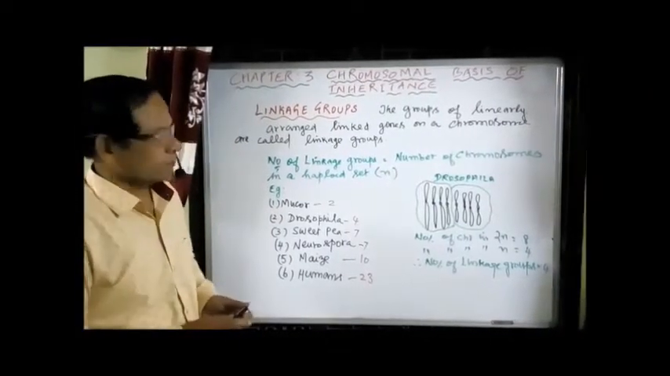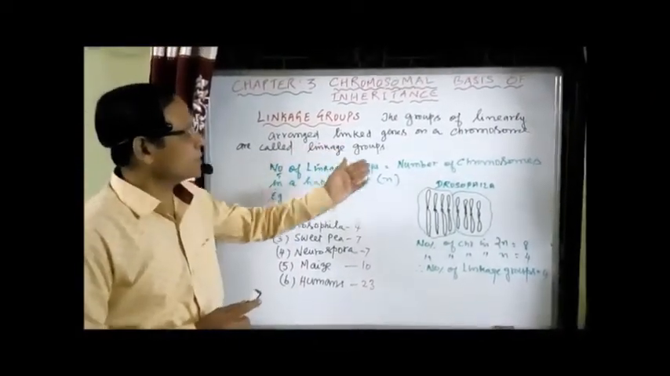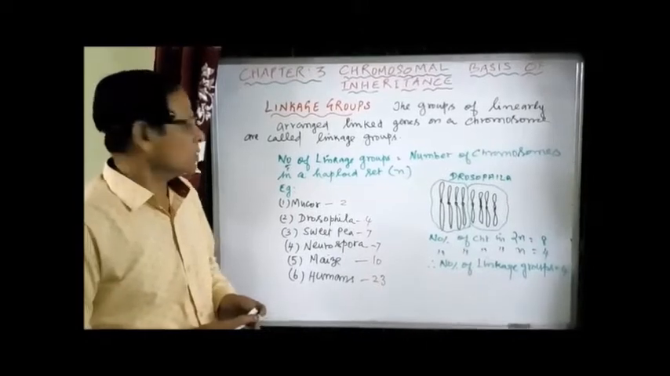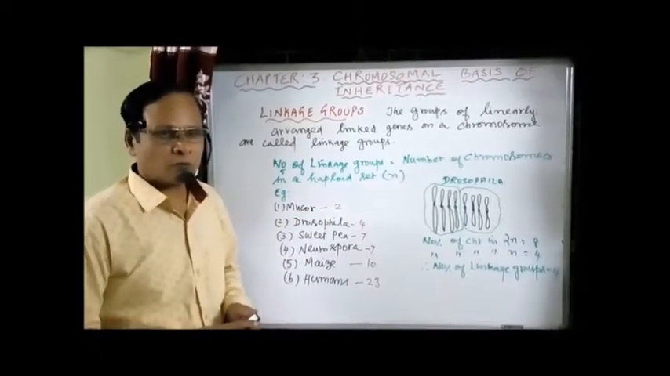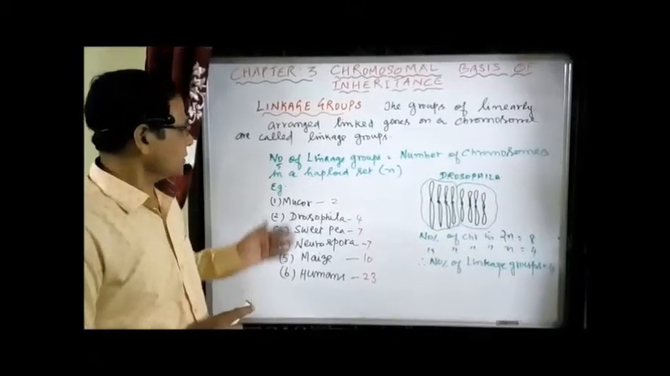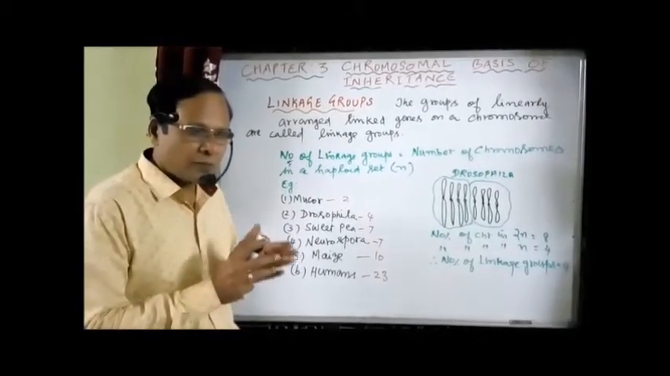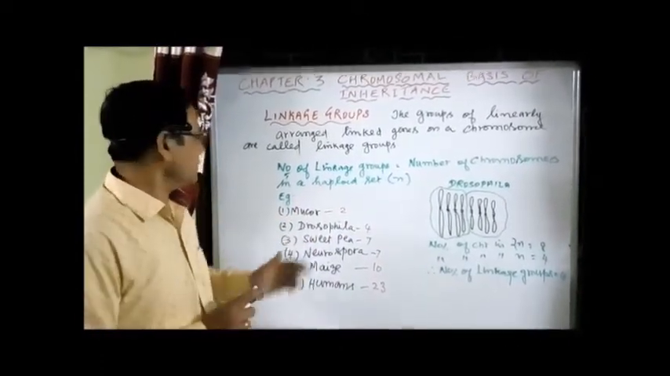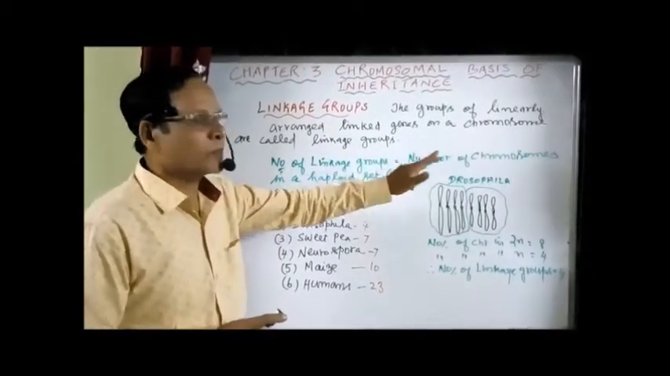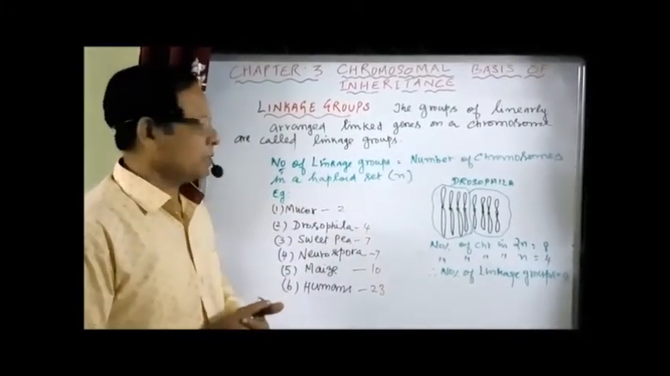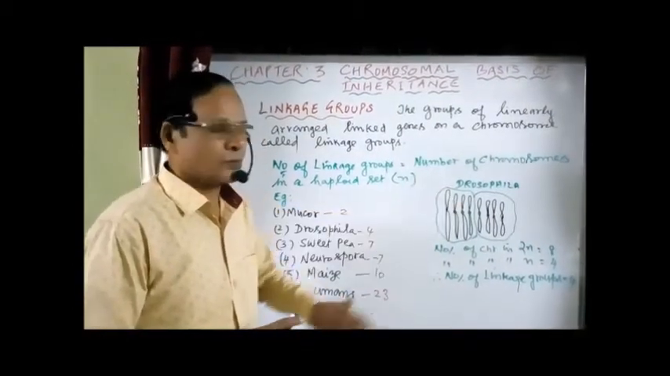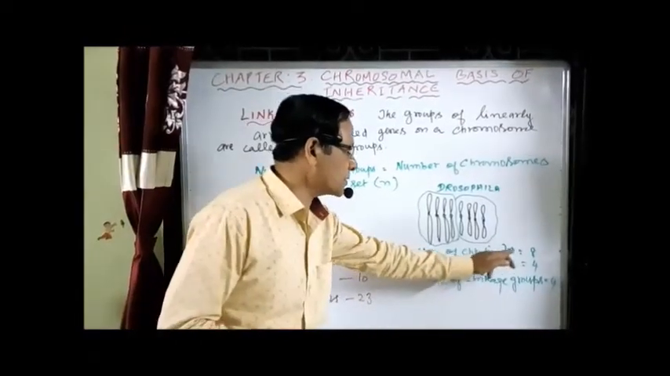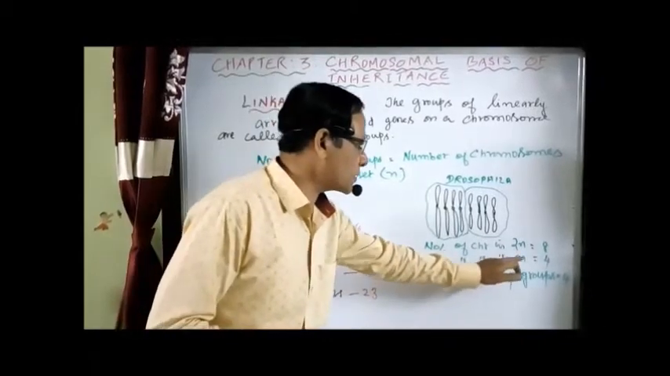Now what are linkage groups? The groups of linearly arranged linked genes on a chromosome are called linkage groups. Normally, one linkage group is equal to one haploid set of chromosomes. The number of linkage groups corresponds to the number of chromosomes in a haploid set. For example, in the case of Drosophila, we have 8 chromosomes in the diploid, but the number of chromosomes in the haploid set is 4.